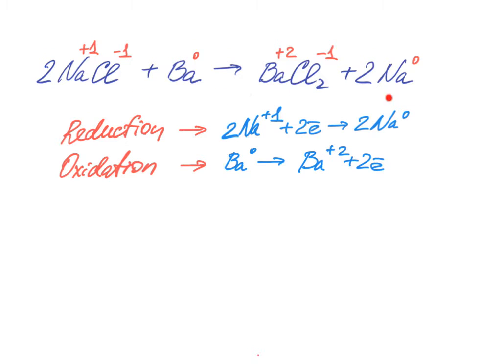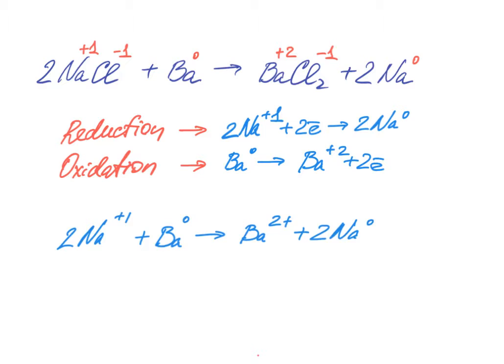So we can rewrite this equation into a simplified form. Here it is. You can see that I dropped the chloride ion. Since the chloride ion did not play any important role in the reduction or oxidation, I did not even write it in my simplified equation form. This is the most important species of this reaction because sodium is getting reduced and barium is getting oxidized.